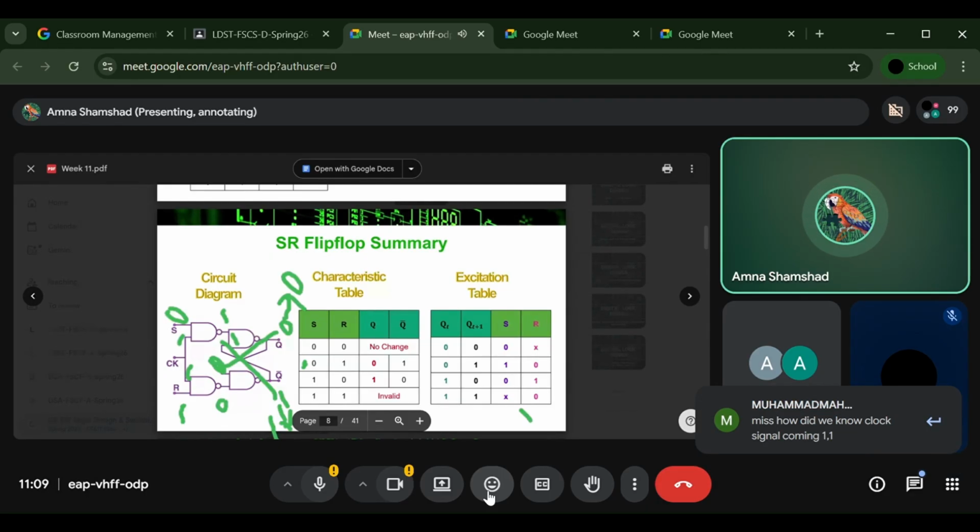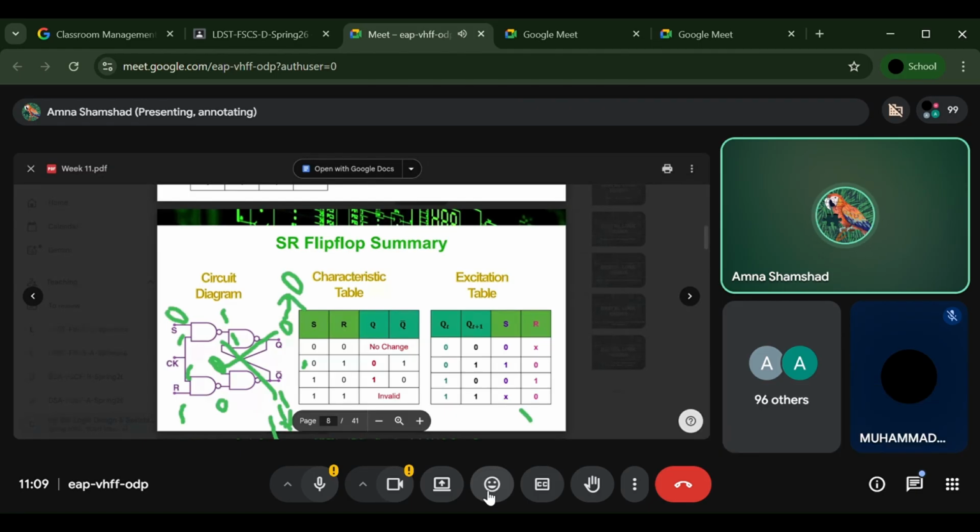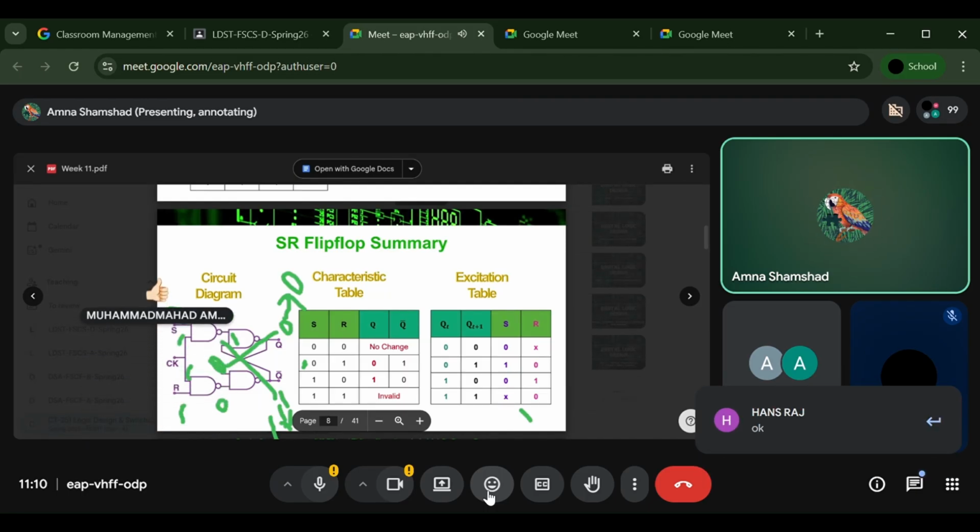Clock signal is coming. Whenever I apply this clock signal, it will work. So we have to assume, or we have to be sure, that whenever this is 1 1, it will start working. If it is 0, then obviously the SR flip flop will not work. Is this clear?